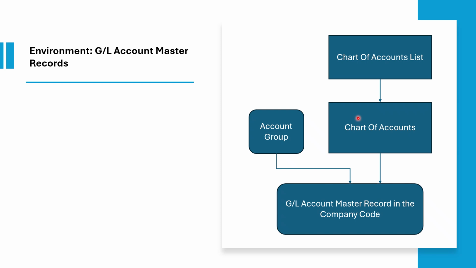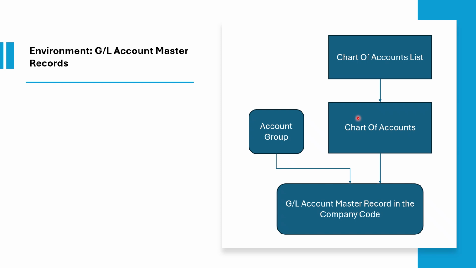This chart of accounts contains the account number, the account name, and other control information which will influence GL account behavior in all the company codes which are assigned to this chart of accounts and use that particular GL account.